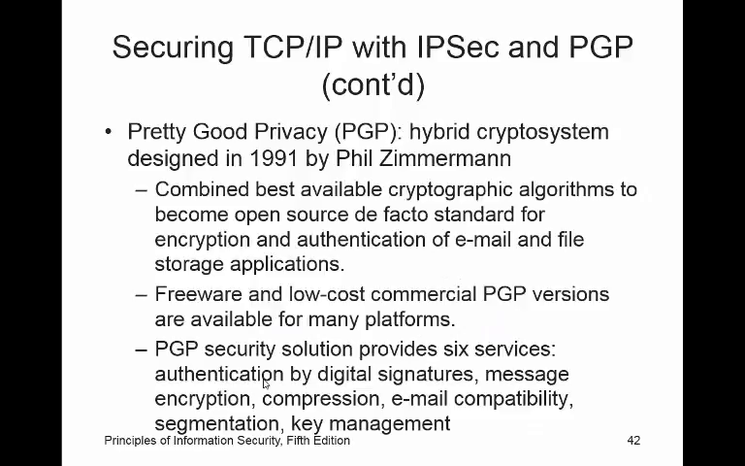Pretty Good Privacy. Developed in '91, the best of the cryptographic algorithms. It became open source, and what that means is that open source is free to everybody, like the Linux and Unix operating systems. Open source can be modified if you know how to do that programming. Freeware available for many platforms.